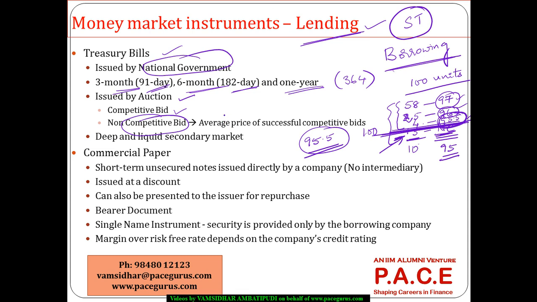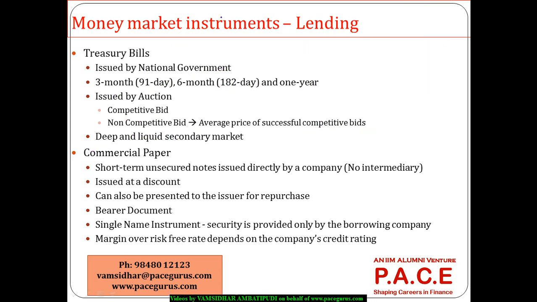So this is the way the traditional treasury bill market operates. It's very deep, the volumes are very high, and the secondary market is also very liquid. Frequent buying and selling transactions can happen even after the direct issue from the government.